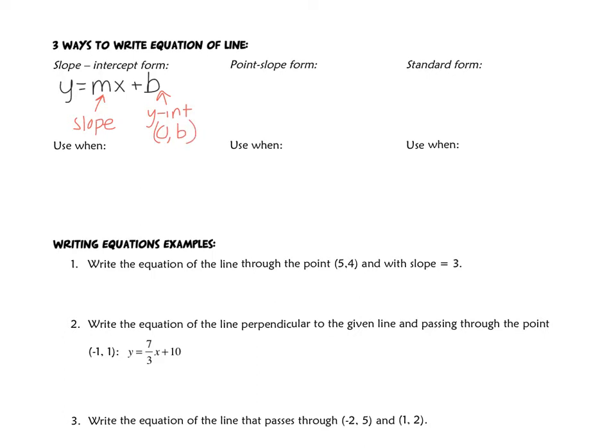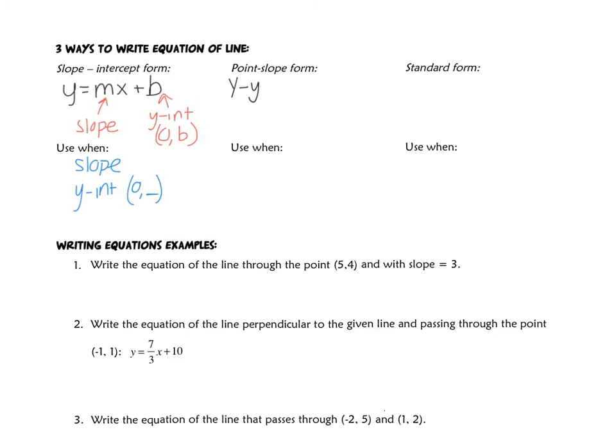So, when to use it? Super important is when you have the slope and when you have that y-intercept. Only reason to use it. Anything that crosses that axis in a slope. Another form is point slope. y minus y1 equals slope times x minus x1.